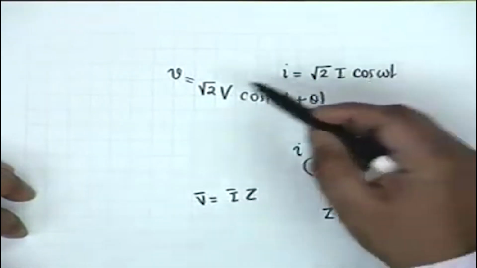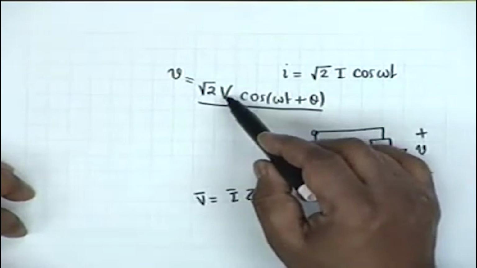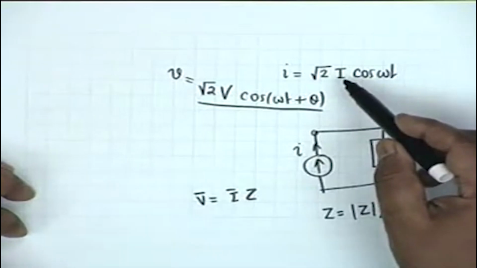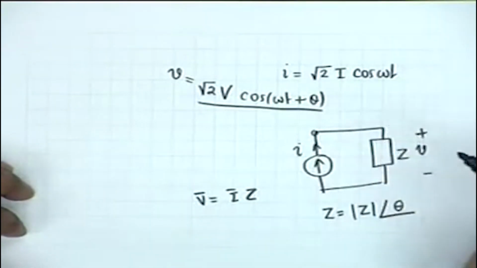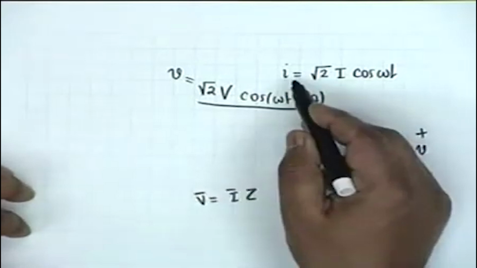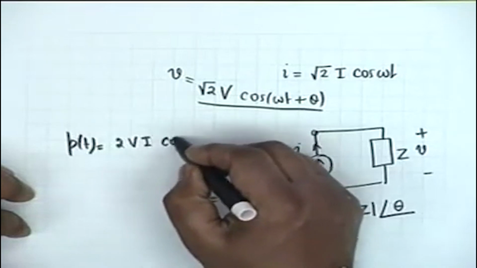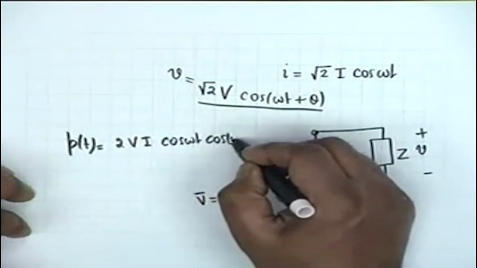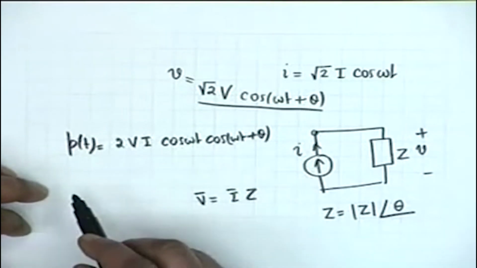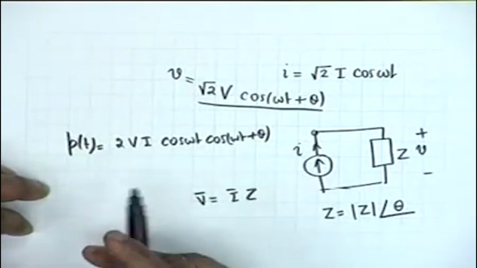And typically my voltage expression in the time domain shall look like this: root 2 V, where capital V, obviously, is the product of capital I and the magnitude of the impedance. Now if this is the situation, then what is the power? If you multiply V by I, small p t shall be equal to twice Vi cosine omega t and cosine omega t plus theta. And if you wish to find out the average value of this, then you have to integrate this over one period and divide by capital T.